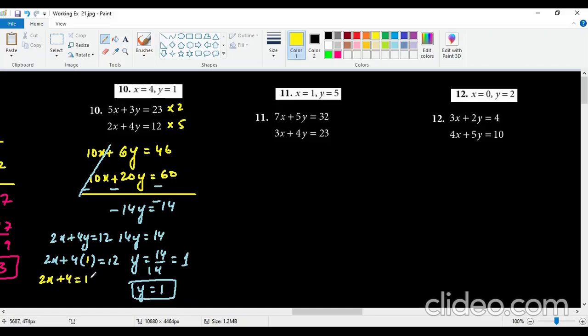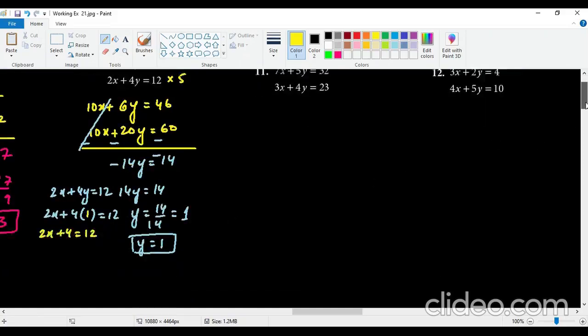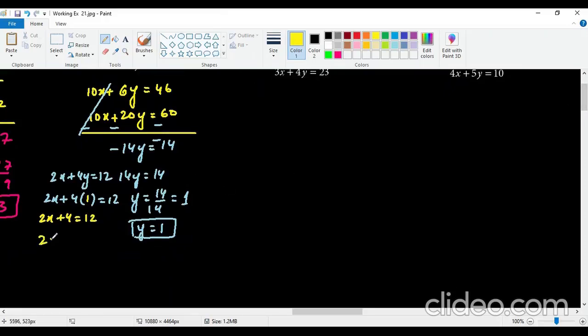That means 2x equals 12 minus 4. That means 2x is equal to 8 and x is equal to 4. So the value of x is 4 and the value of y is 1, as you can see over here also.